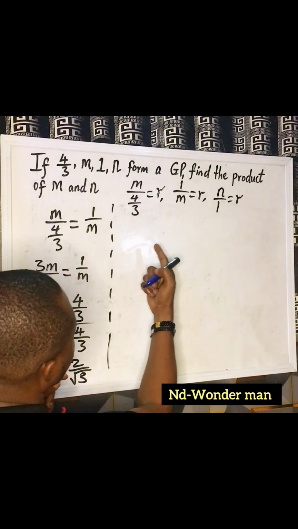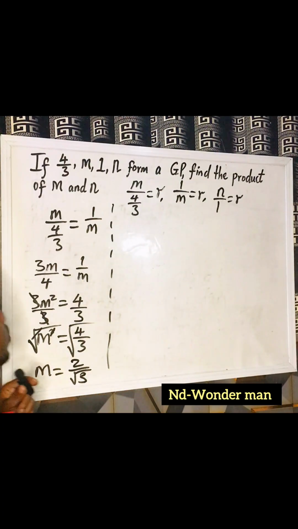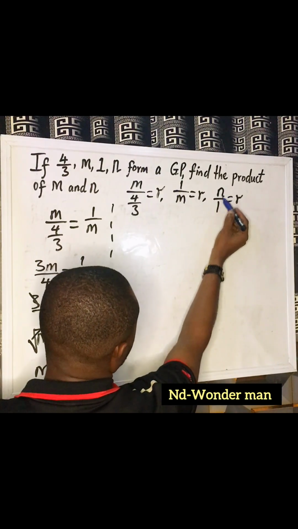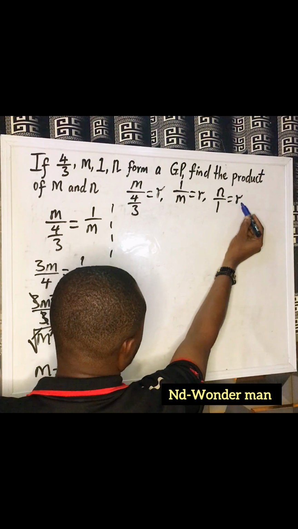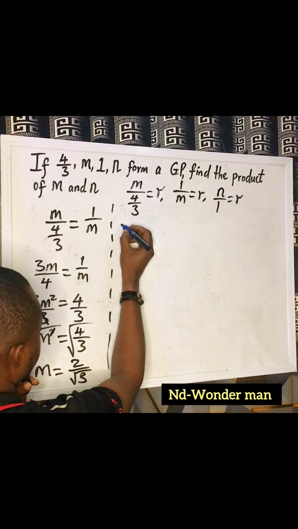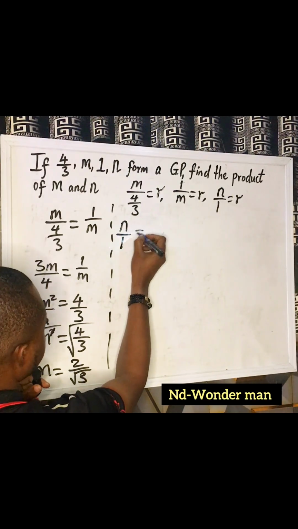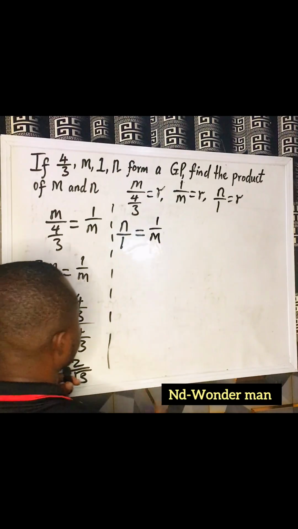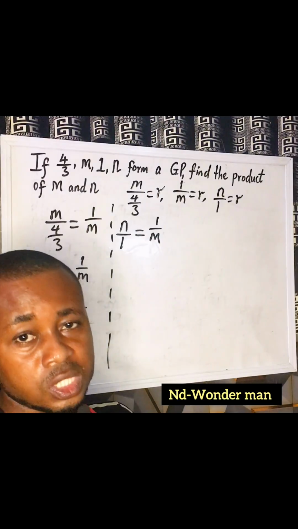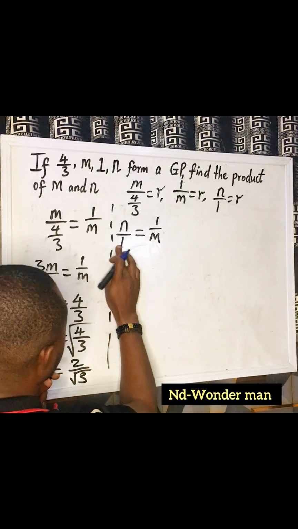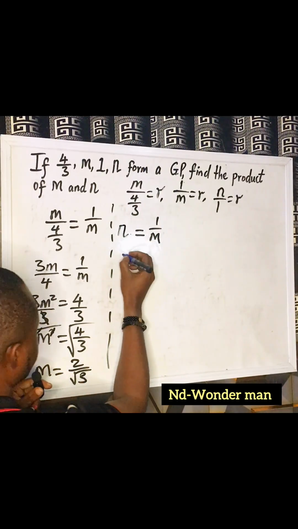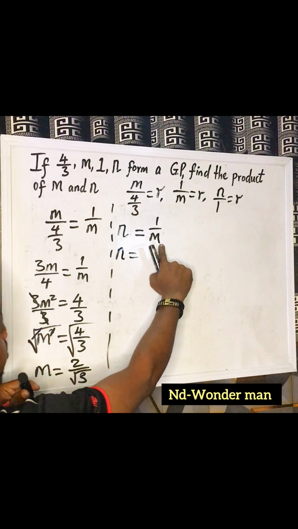Now let us look for the value of n in order to multiply the two values. In this case, remember, n divided by 1 is equal to r. So 1 divided by m is equal to r. So we can establish it this way: n over 1 is equal to 1 over m. Funny enough, any value divided by 1 is that same value. So n divided by 1 is still n. So I can leave it this way, as n is equal to 1 over m. And you know, what's the value of m?